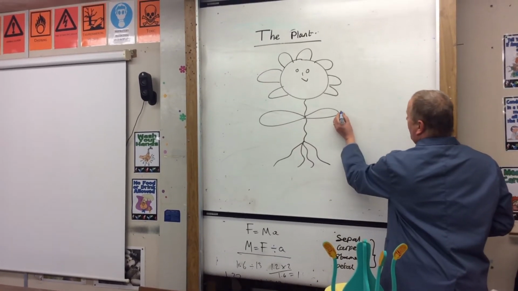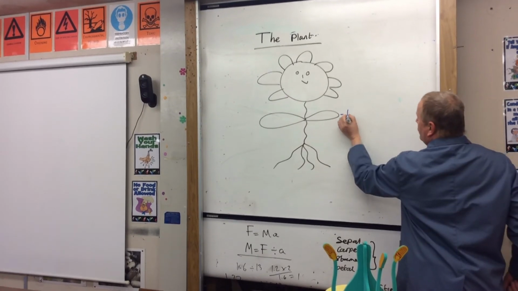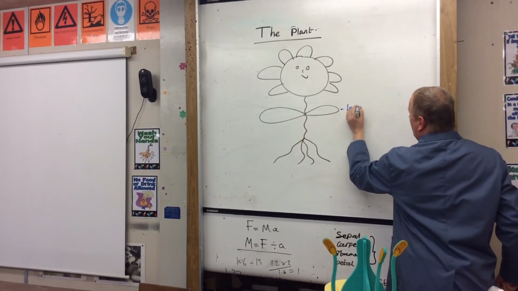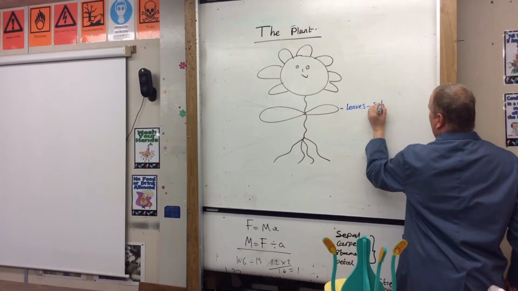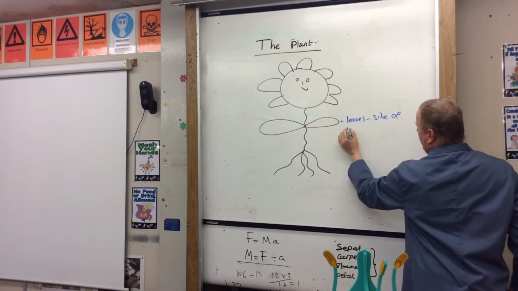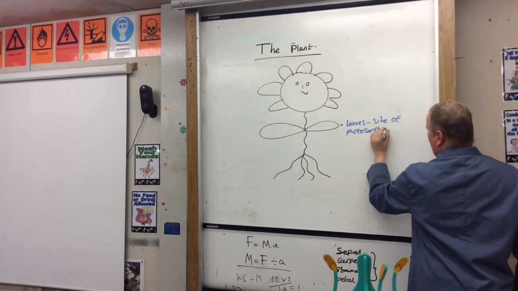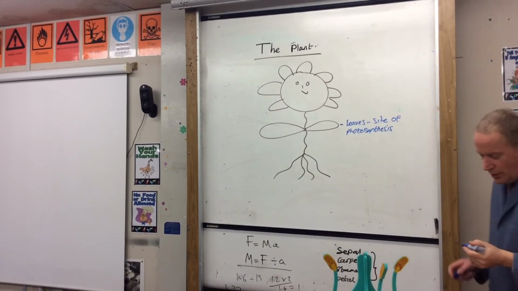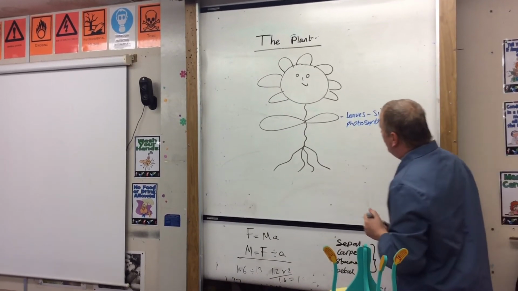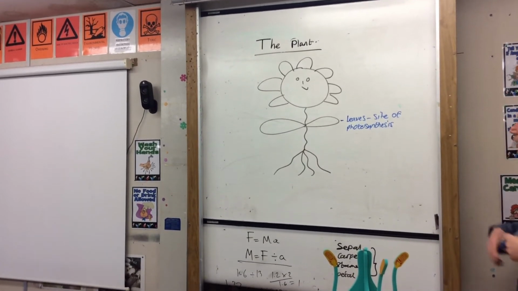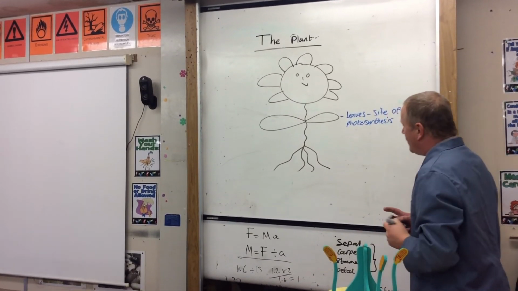If you highlight here, we have our leaves. And you should know now that the leaves are the site of photosynthesis. That is how the plant produces its food through the most important equation that there is, the photosynthesis equation, and feeds itself and gives itself its energy for growth.